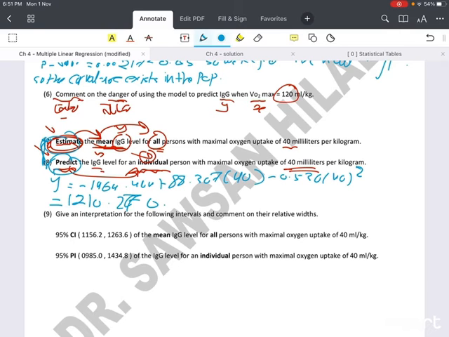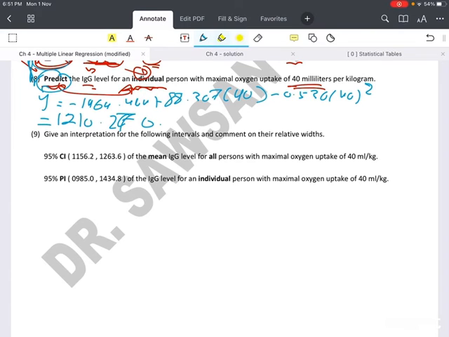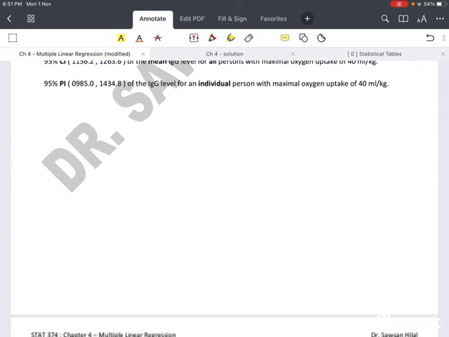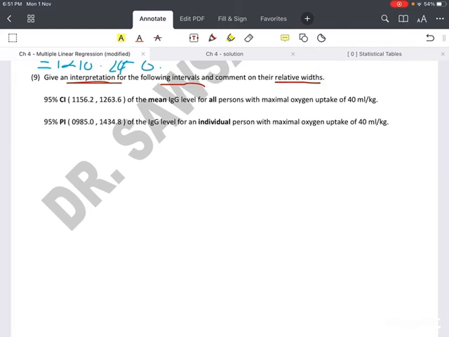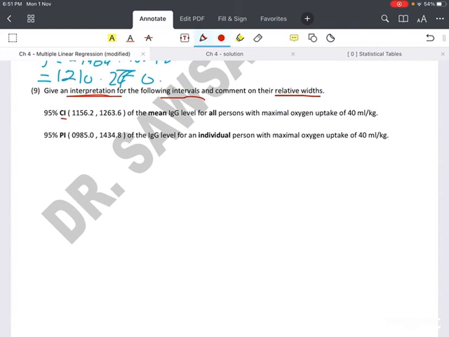Here it is easy. The last question you will just write the interpretation of the intervals, and comment on their relative widths. Okay, relative widths. So this one, if there is a space, we will write it. Here will be the confidence interval, which is for the mean of all persons.